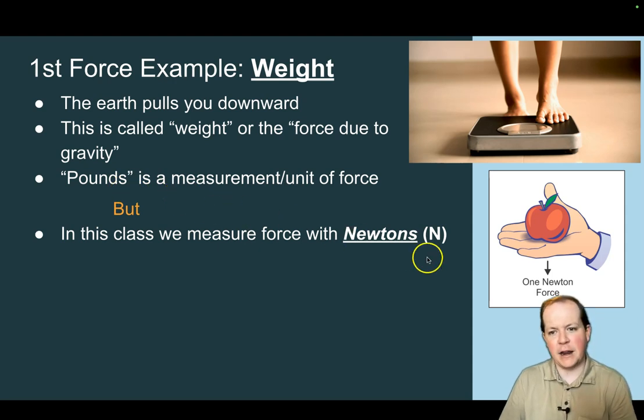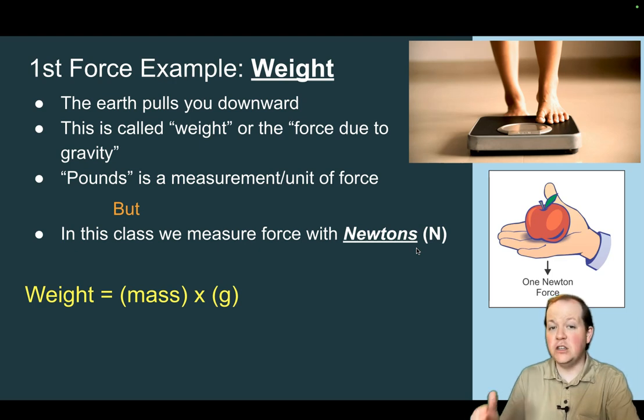Or here's a good way to think about it. A newton of force, or a newton of weight, is really about the weight of one medium-sized apple. If you're holding an apple in your hand, that weight that you feel in your hand is about 1 newton, okay?